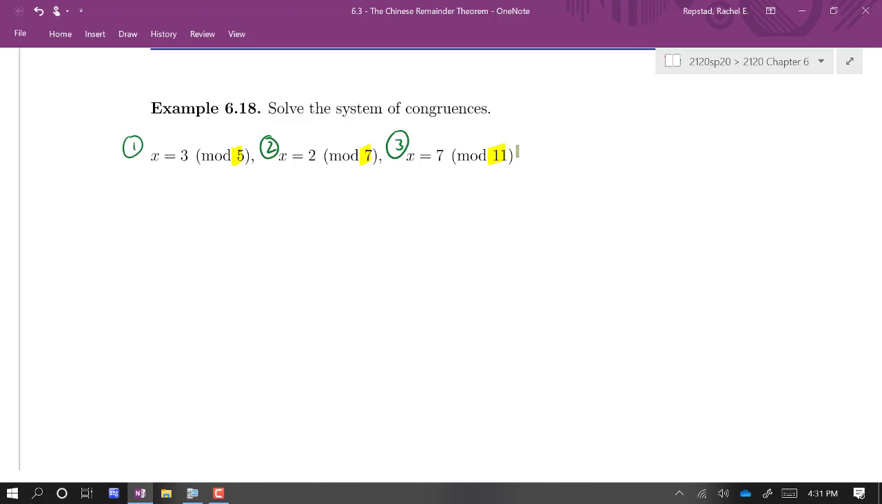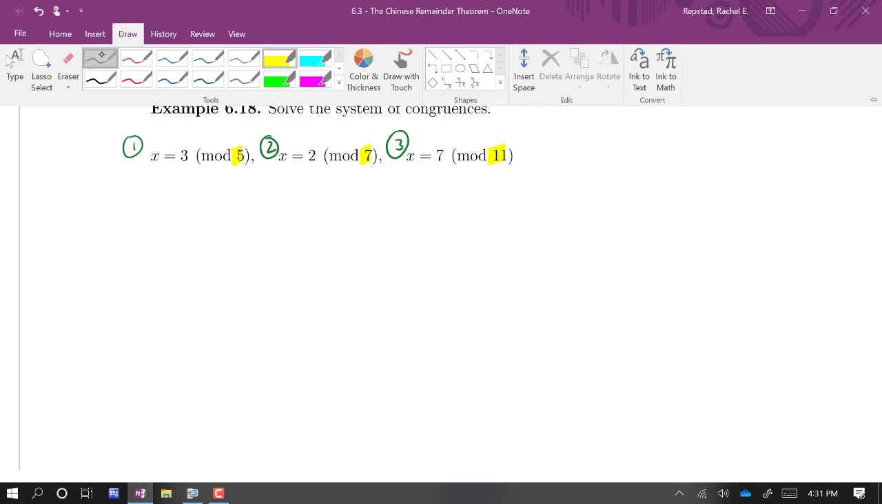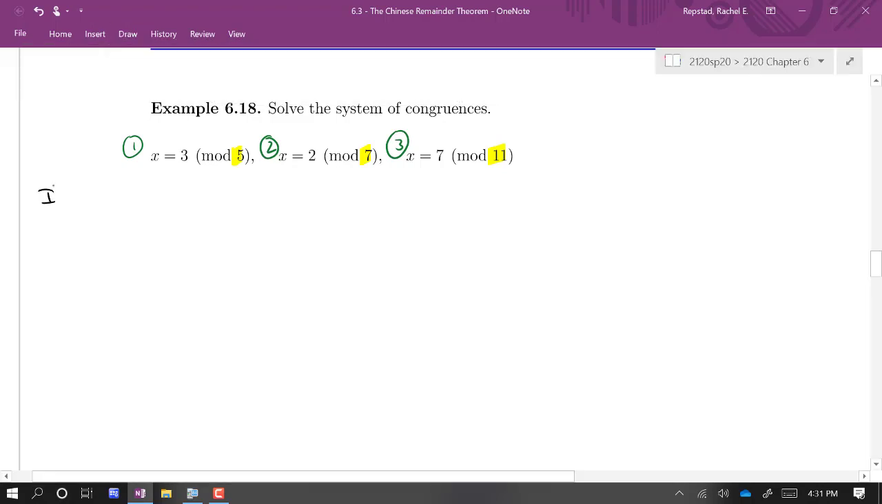We don't require that the modulus values themselves be prime. But certainly if they're all distinct primes, then that satisfies the criteria. All we need is for none of them to share any factors with each other. So let's begin. Again, we're going to start. X is 3 mod 5. That means that it is 3 more than a multiple of 5.